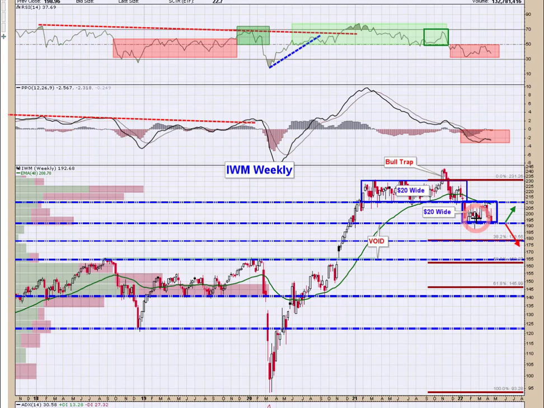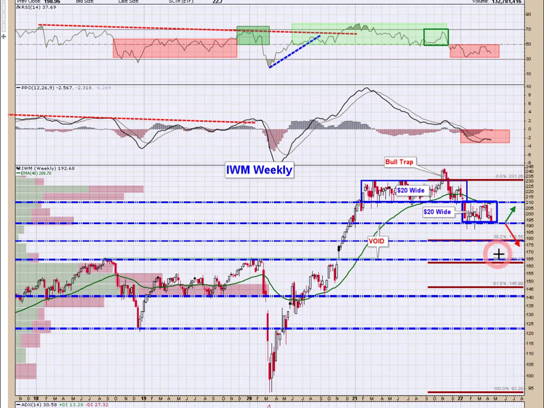But now we are testing the bottom of that range. And so if we get a break there, that's going to bring in a lot more selling. And if you get a break of this $20 range, where is the next range? And so your technical target would be another $20 lower.